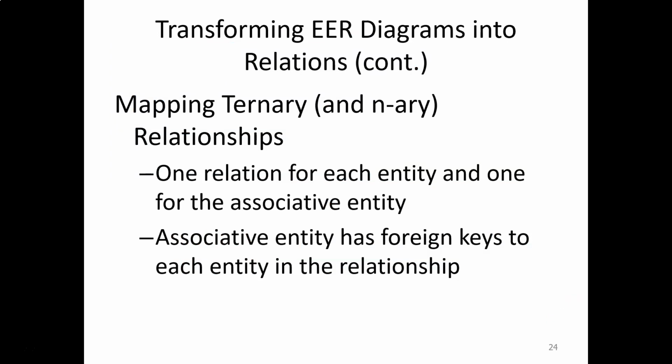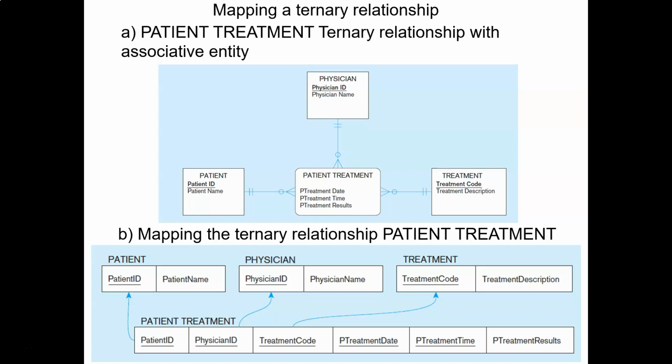How do we map the ternary relationship? For the ternary relationship, again, one relation for each entity and one for the associative entity. So you will have four tables. And the associative entity has foreign keys to each entity in the relationship. Let's take a look at this example. This example shows the ternary relationship among physician, patient, and the treatment. There is an associative entity here called the patient treatment that links all these entity types together. You create four tables here.